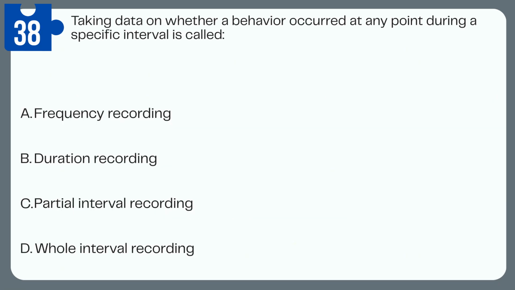Question 38. Taking data on whether a behavior occurred at any point during a specific interval is called A. Frequency recording. B. Duration recording. C. Partial interval recording. D. Whole interval recording.